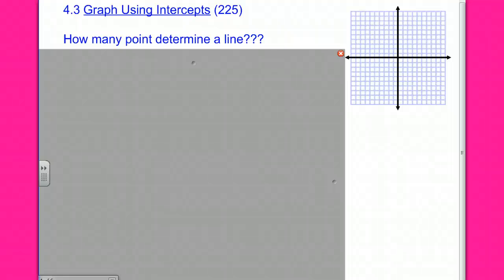Graphing using intercepts. 4.3 algebra. How many points are needed? Minimum number of points needed to determine a line, everyone? 2 points. 2 points. Okay.